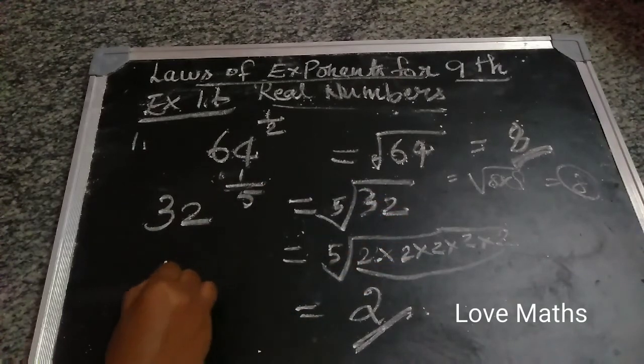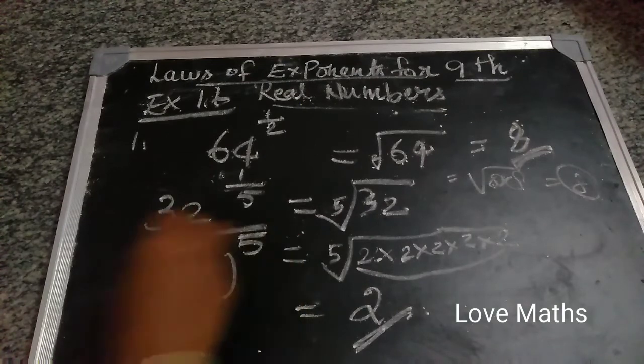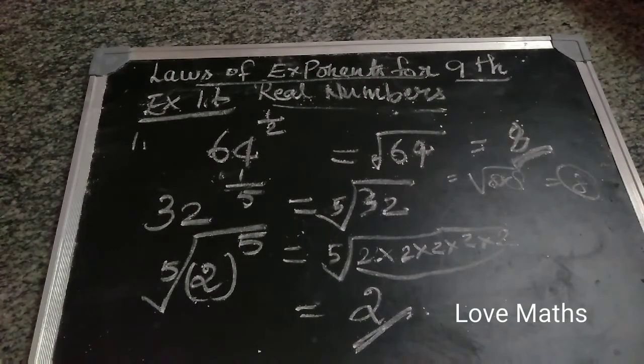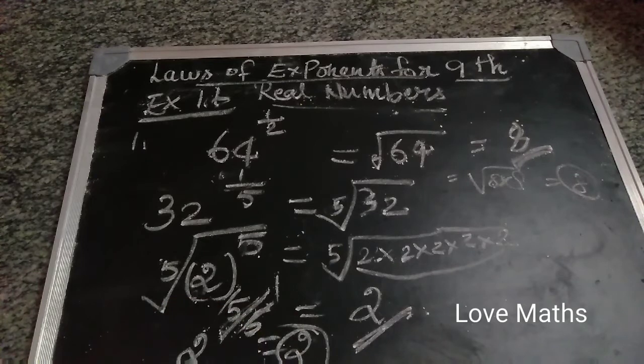Otherwise, another method: the 5th root of 32, we can write 32 as 2 power 5. The nth root of anything a power m means we can write a power m by n. So both are 5, the 5 and 5 cancel, and the answer will be 2. Whatever the method, this will be the answer. Okay, so next one.